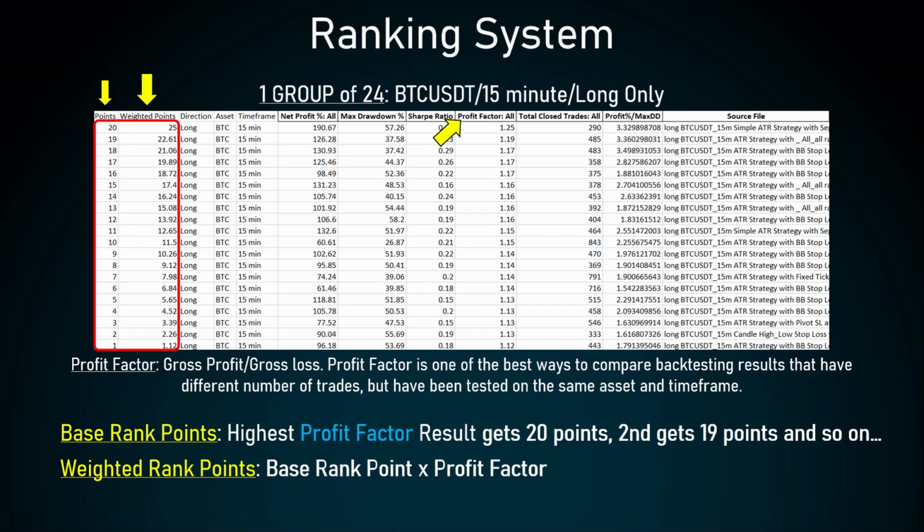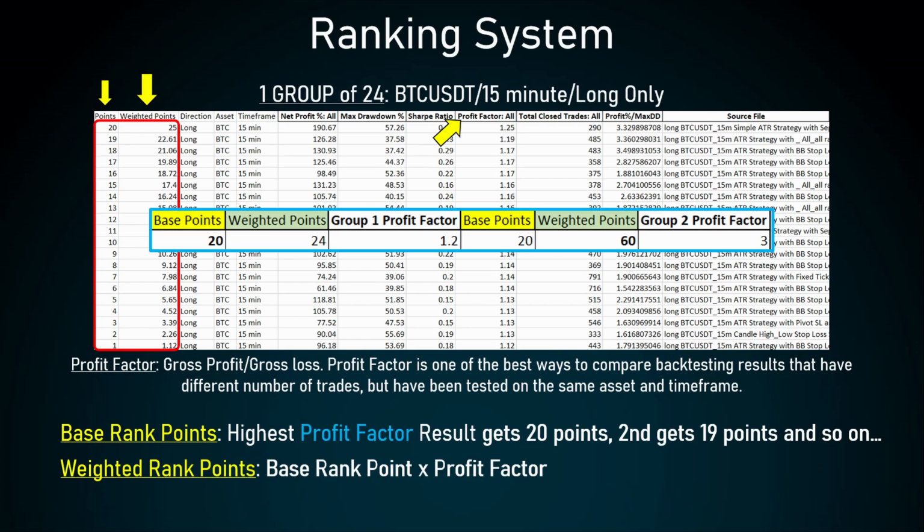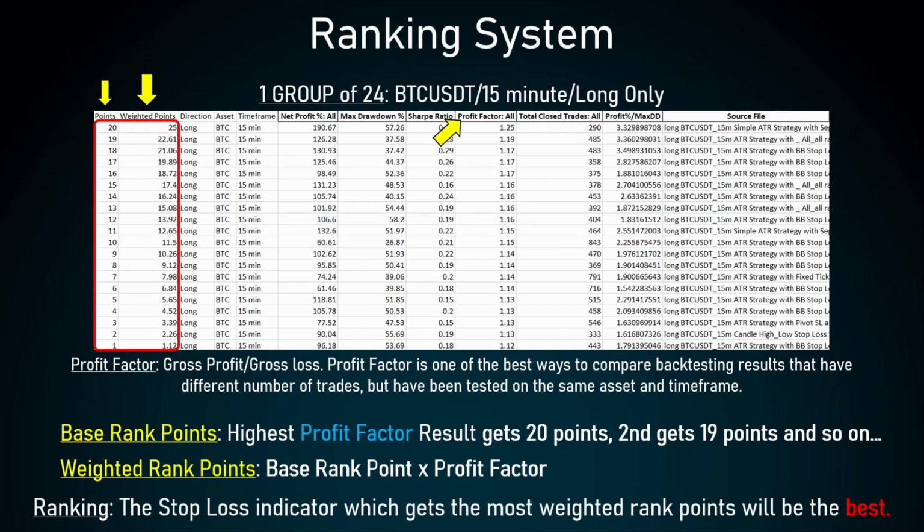But why do we need this? Well, if we take two different groups and in one of them the best result has a 1.2 profit factor, while in the other the best result got a profit factor of 3, obviously the 3 profit factor one is better, therefore it should receive more points. And the weighted points solve this problem. Finally, I summarized the points for each stop-loss indicator. The stop-loss indicator with the most points will be the best stop-loss indicator overall.